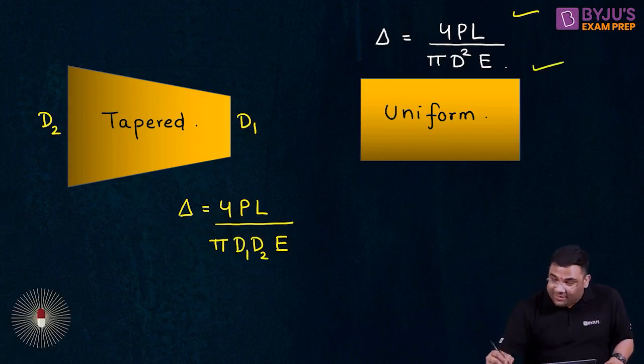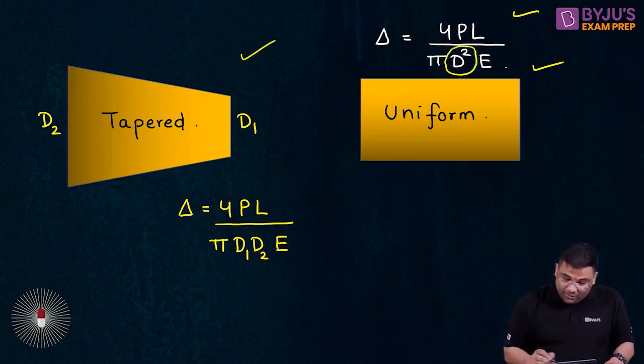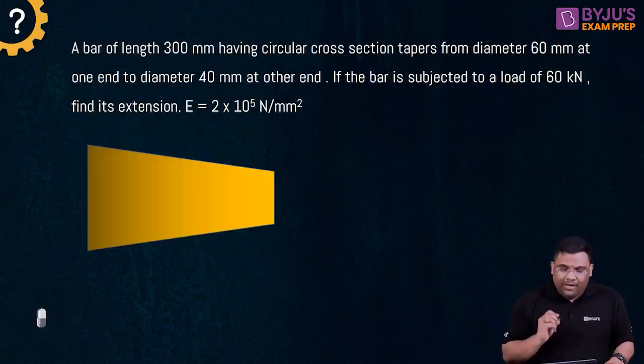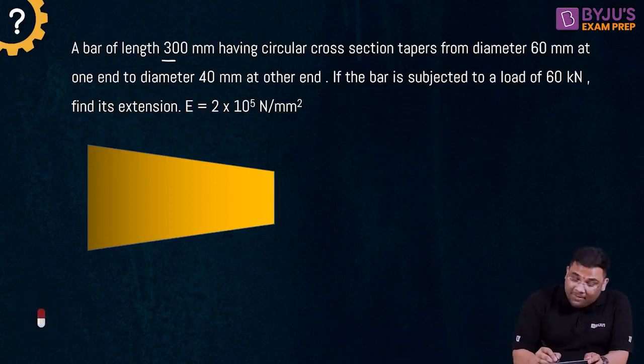So if you know this, you know this also. In place of D square, you just replace that with D1 and D2. Very simple. Let us solve a very simple question. A bar of 300 mm length.